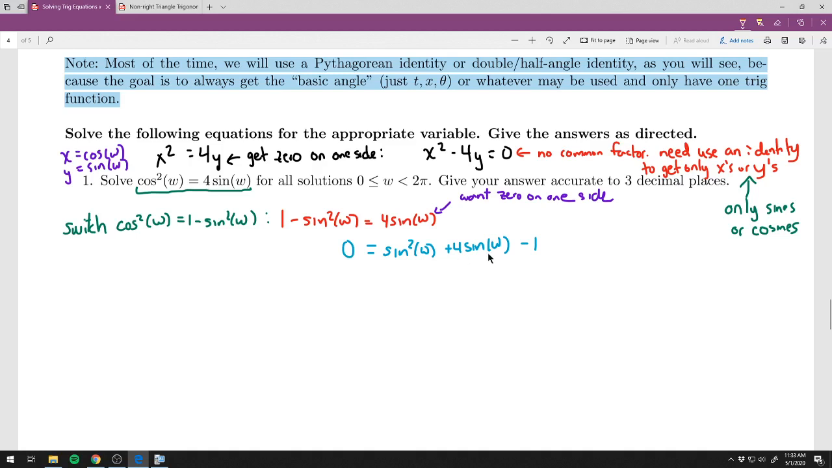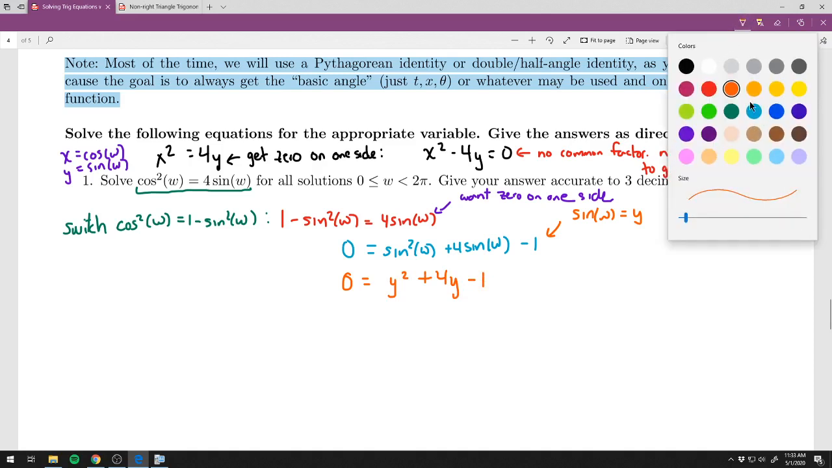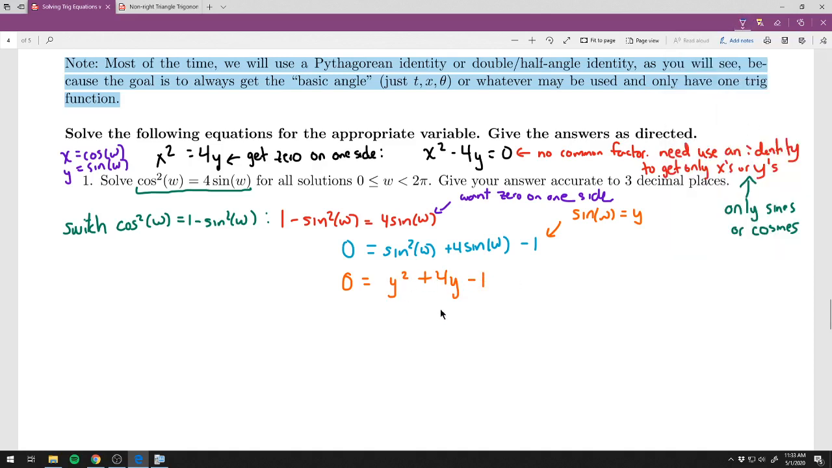Now you can replace the sine of w with y, which there's nothing wrong with. I think it's very helpful to do in general. I just had to show you at the beginning why we have to make this switch from cosine squared to sine squared. So if we do that, we get 0 equals y squared plus 4y minus 1. Now this one works out very similarly to the other one in that, if we think about factoring this, the only two numbers that multiply to -1 are -1 and 1, and this is not 0, this is 4. So we've got to use the quadratic formula again on this one.